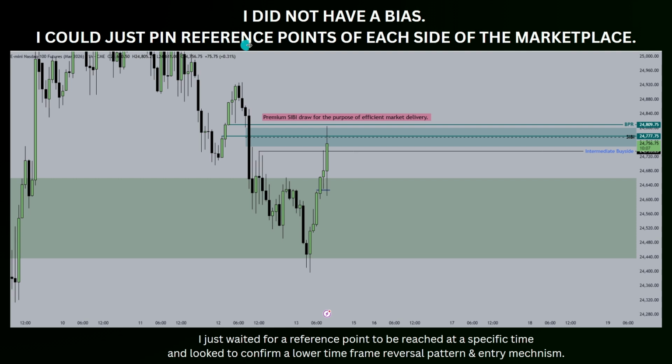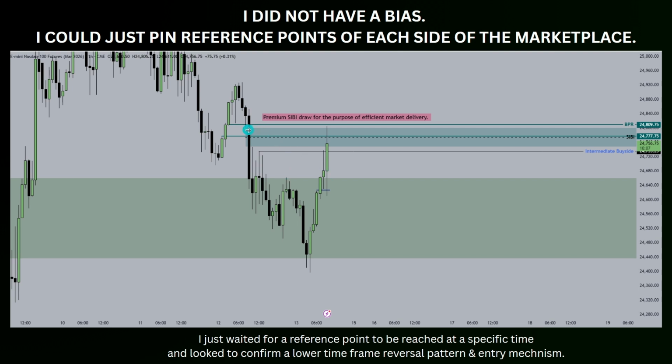I could just pin reference points on each side of the marketplace. So what do I mean by that? When we're trading up here, we've got this gap, this inversion fair value gap. Down here in a deeper discount, this whole green box right here is the new week opening gap. We've got all the quadrant levels, converging PD arrays here in a discount as we are in a premium and have swept this high.